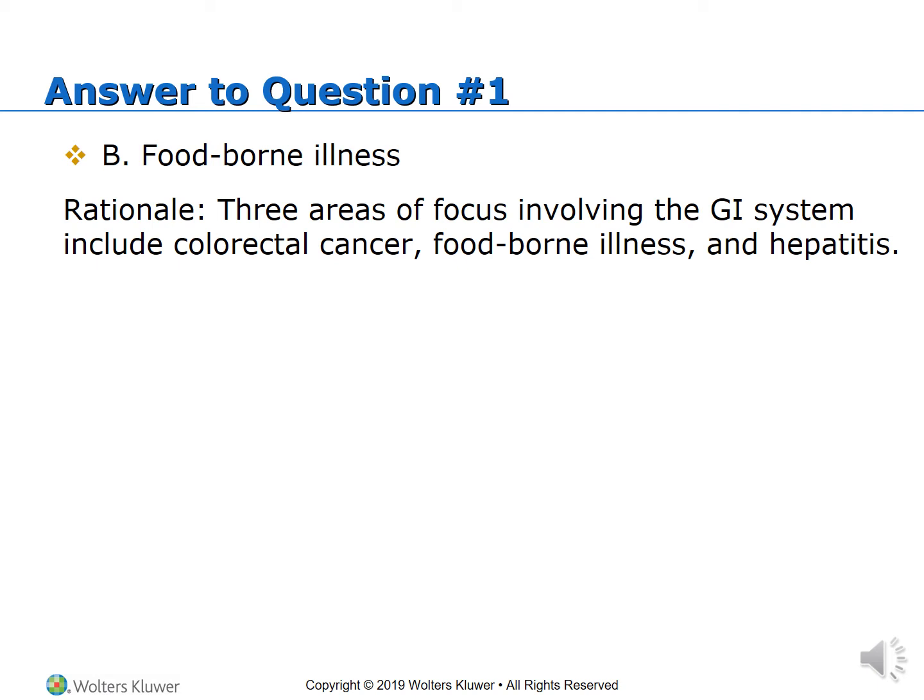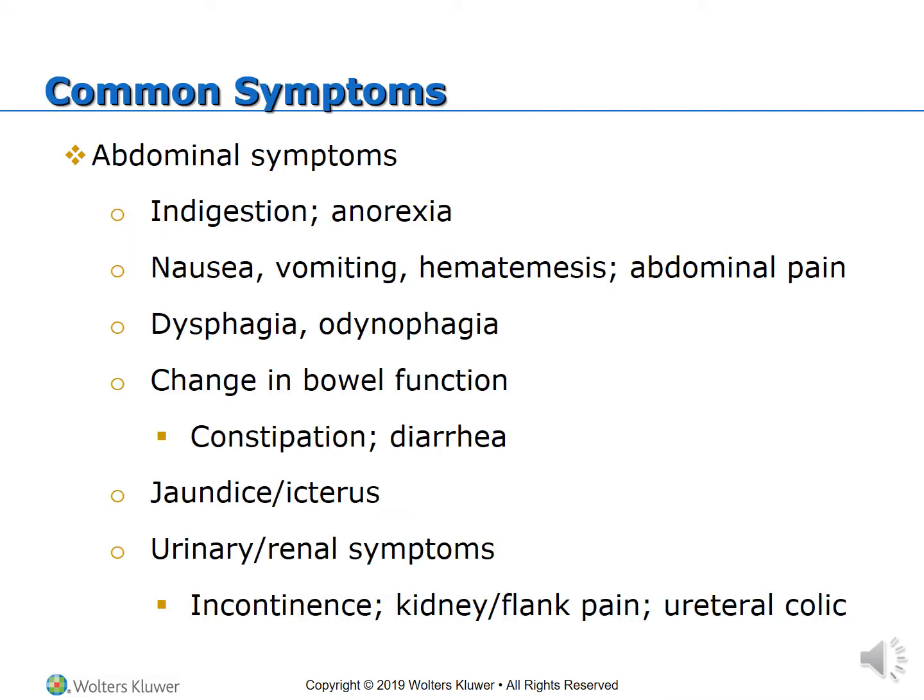The 3 areas of focus involving the GI system, as listed in your book, are prioritized as colorectal cancer, foodborne illness, and hepatitis. You can see some of the more common abdominal symptoms listed here. Symptoms are still in the subjective data category, so these are descriptions that the patient will provide if you ask the right specific and targeted questions. Take some time to read through these questions that are related to the specific GI questions beginning on page 551.